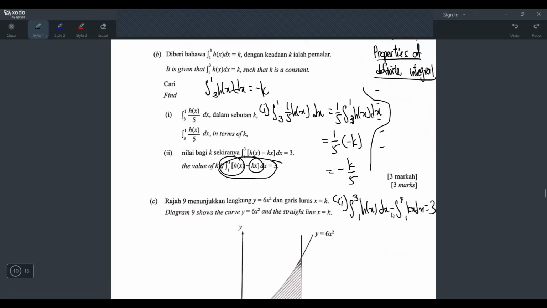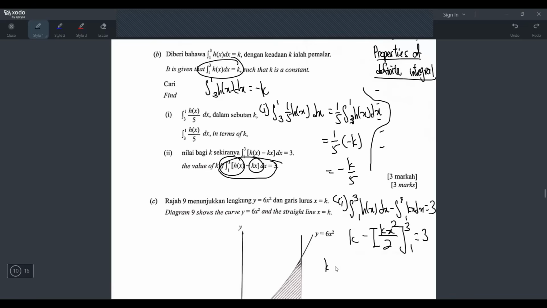And then now what is integrate from 3 to 1 of h(x) dx? It's k. Yeah, it's k. And then what about integrate from 3 to 1 of kx dx? This one you cannot write k, because k is integrate h(x) dx. This one is integrate kx. So this one you have to integrate yourself. You get kx squared. When you integrate, the power has to plus 1. So 1 plus 1 becomes 2, and then you have to divide by the power. And then the square bracket from 3 to 1 equals 3.